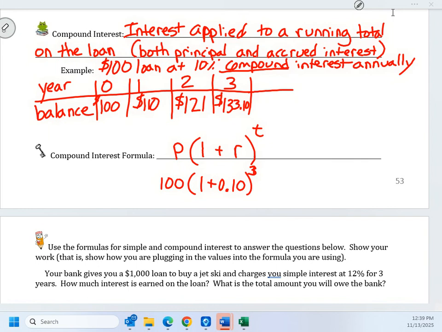Now do it for 4 years. Same formula, but this time our exponent is a 4. What would it have been for the simple interest? Look at our simple interest table up above on your paper. What would 4 years be for the simple interest, Clara? 140. What is it with our compound interest, Clara? 146 and 41 cents. Those cents matter.